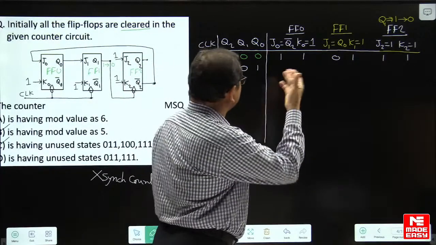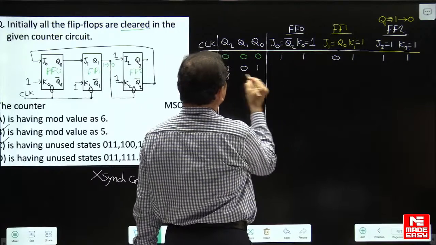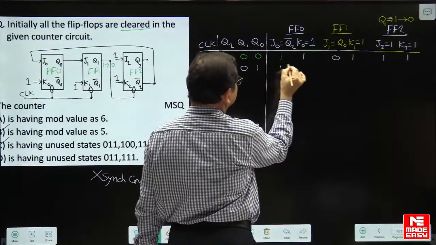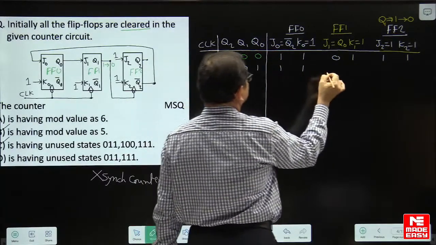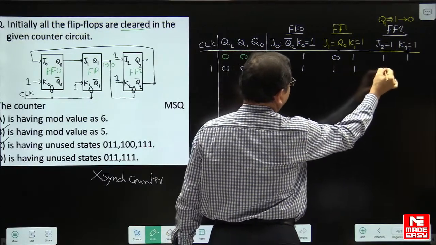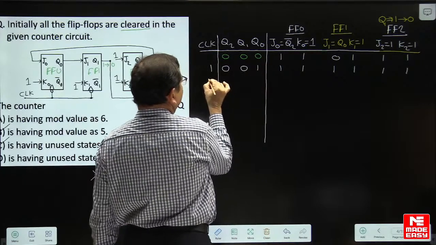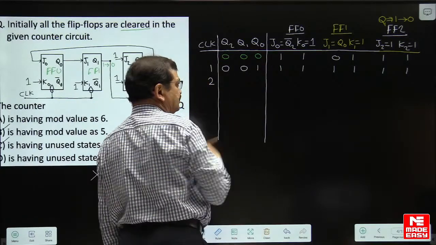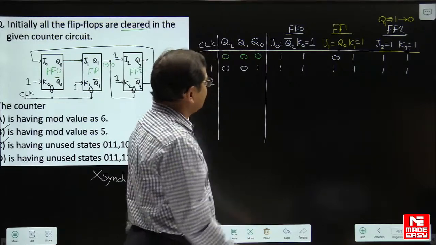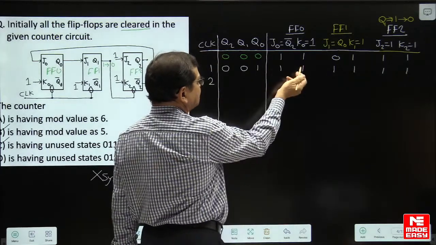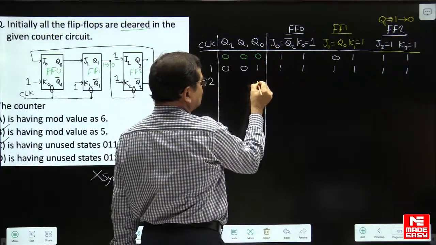Now before the second clock pulse, if you look at the inputs, Q2 is 0, Q2 complement is 1, and Q0 is 1. This flip-flop 2's inputs are 1, 1. Now we apply the clock signal, which happens to be the second clock pulse. Because of this 1, 1, flip-flop 0 is toggling.